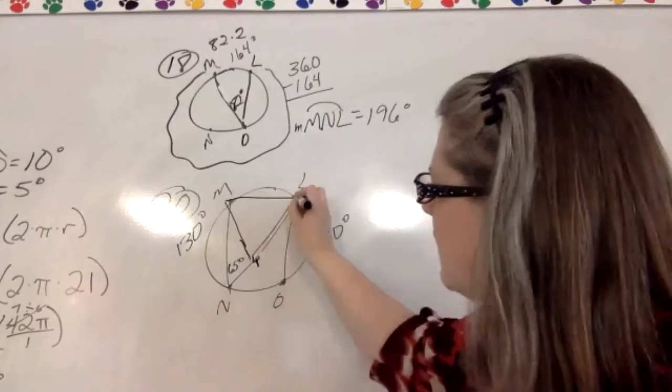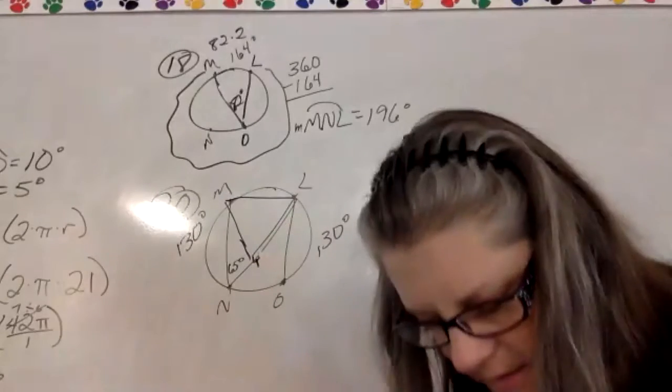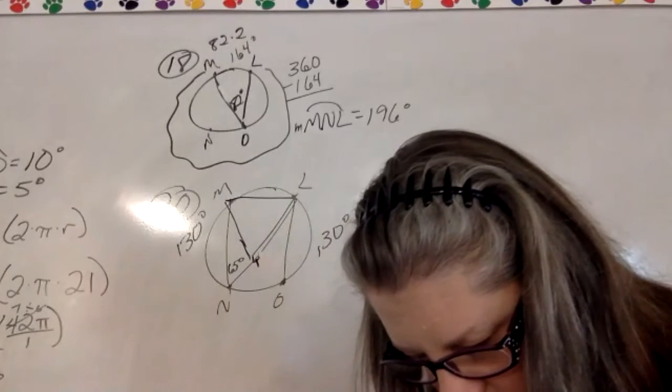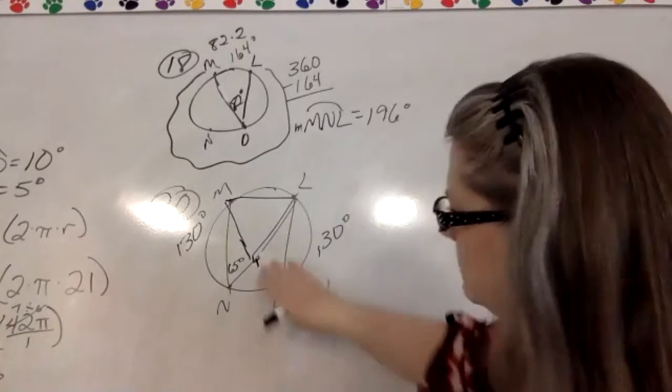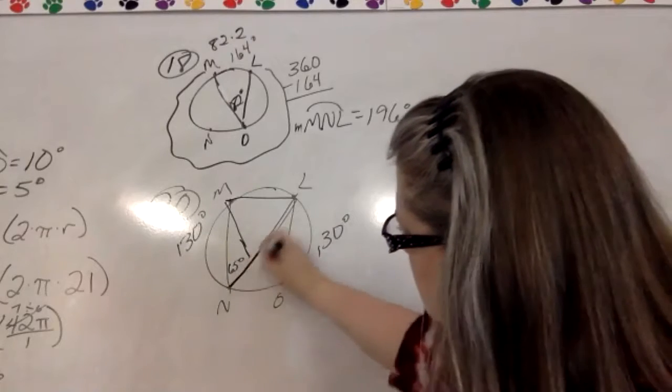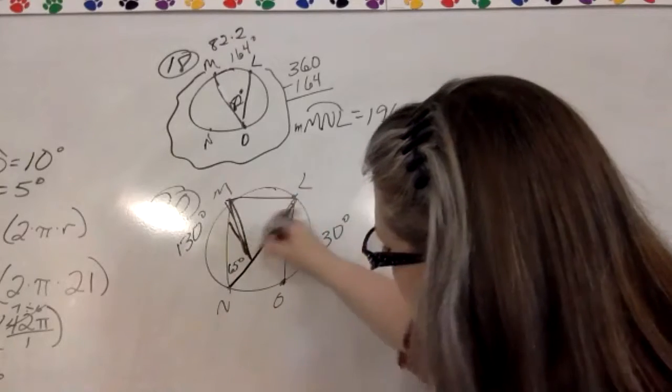180. No. Basically, you have a triangle inside of here. I just didn't draw it very well at all. But you have a triangle inside here.